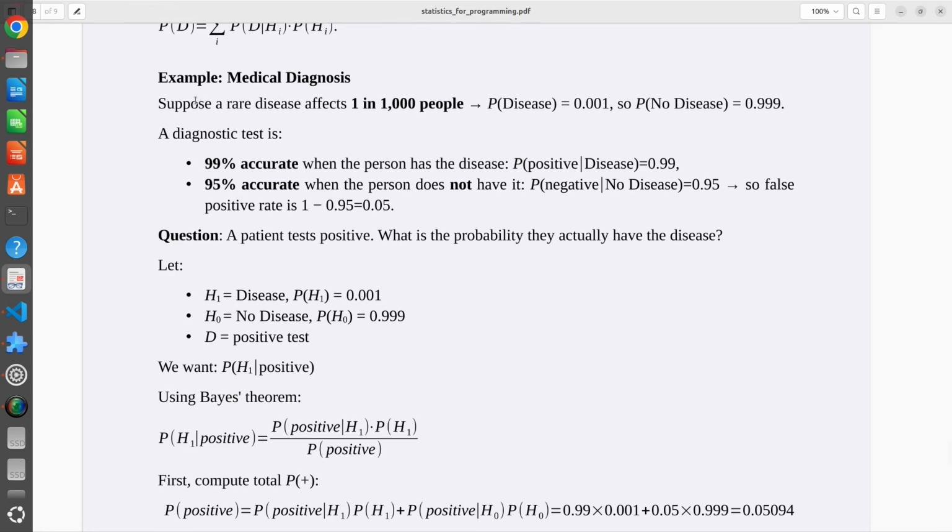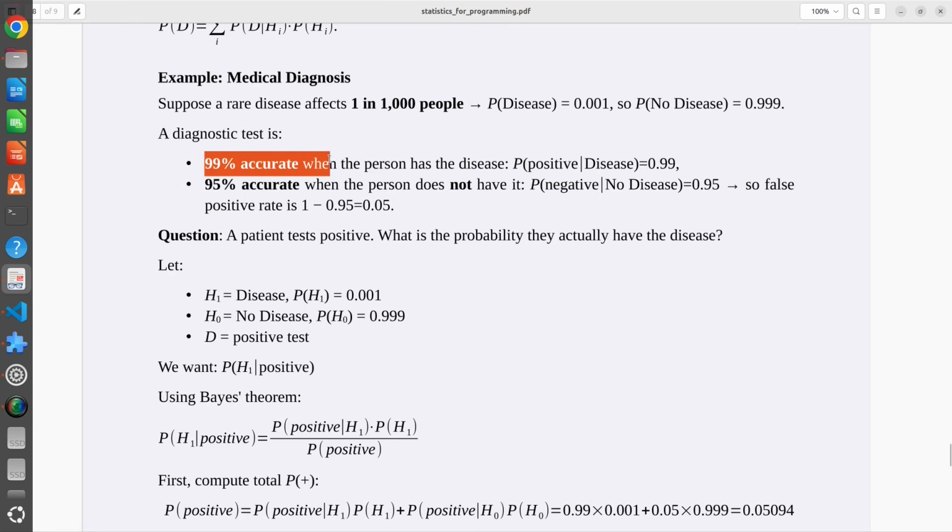A pretty rare disease would affect 1 person in 1,000 people. That means the probability of having a disease is 0.001. So the probability that a person has no such disease is equal to 0.999, okay? And then we developed a diagnostic test. The test is like this.